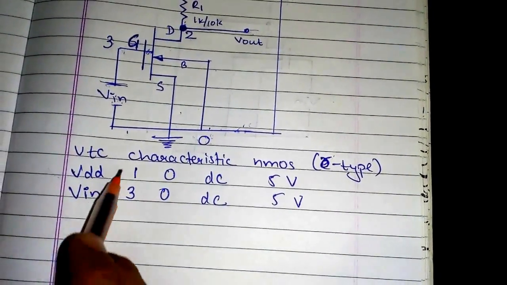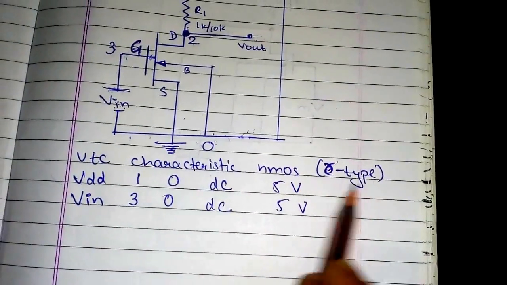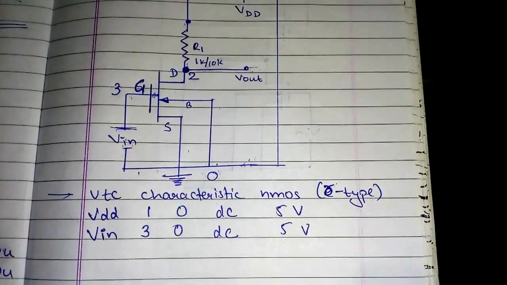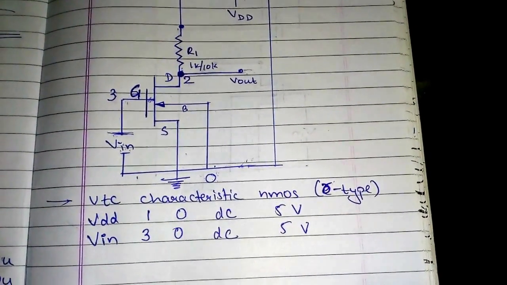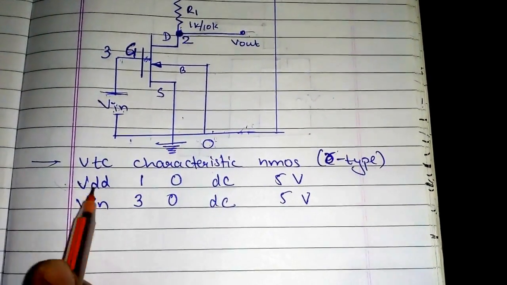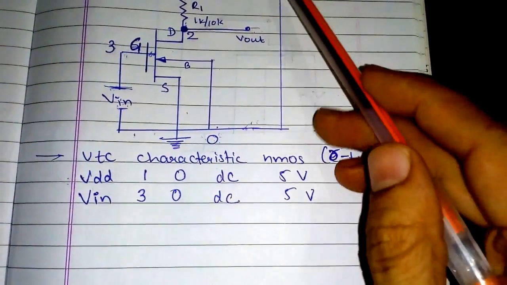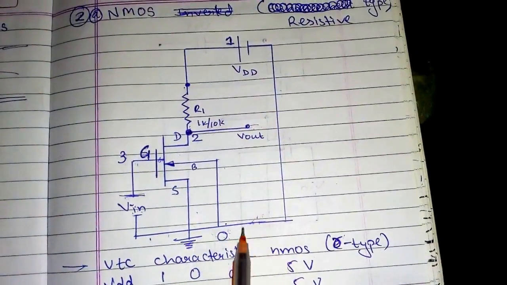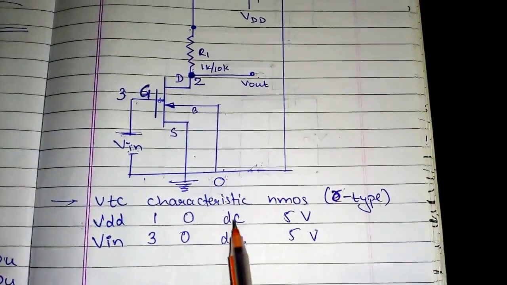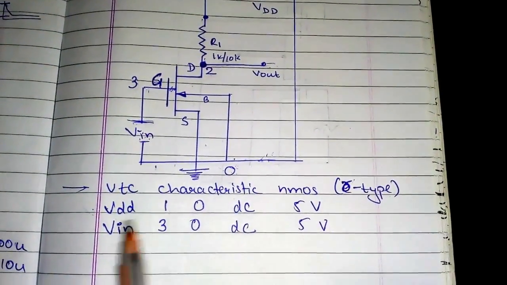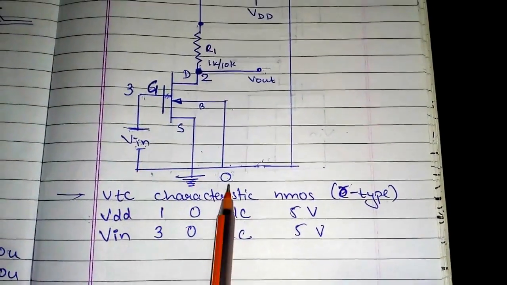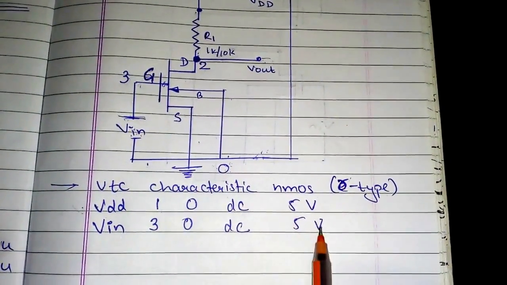So now let's write the program. VTC characteristic NMOS R-type. This is my title. Don't forget to write the title, because if you don't write it, you will end up making the first line the title and this will give you errors in the program. The first line is VDD. My VDD is between 1 and 0, so I have written it as 1, 0. It is of DC type, and it is 5 volts. Vin is between 3 and 0, positive at 3, negative at 0, DC and of 5 volts.